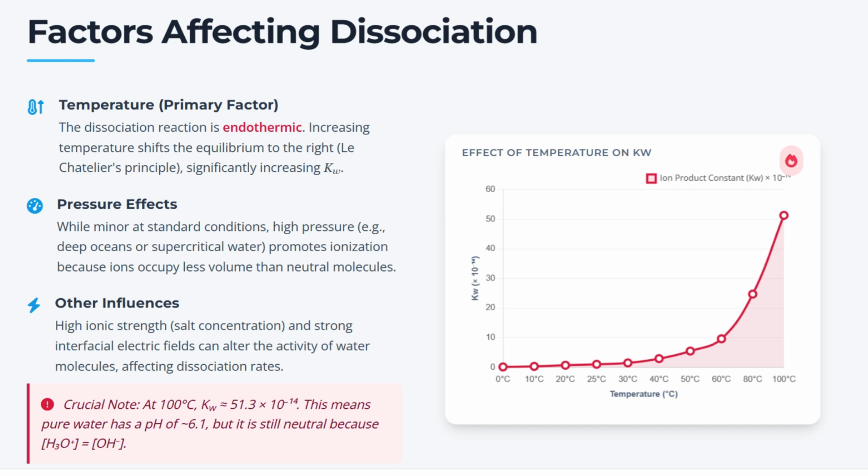There's another crucial note here that reinforces our earlier point. At 100 degrees Celsius, K_W is 51.3 times 10 to the minus 14. This means pure water has a pH of about 6.1, but it is still neutral because the concentrations of hydronium and hydroxide are equal. The slide includes a graph titled, Effect of Temperature on K_W. It shows a curve that starts very low at 0 degrees Celsius and rises steeply as the temperature increases to 100 degrees Celsius, visually demonstrating how the ion product constant grows with heat.